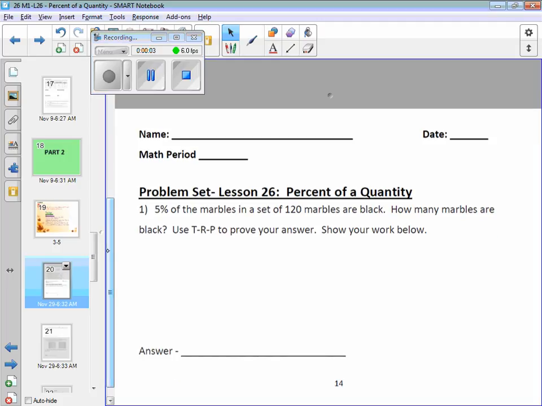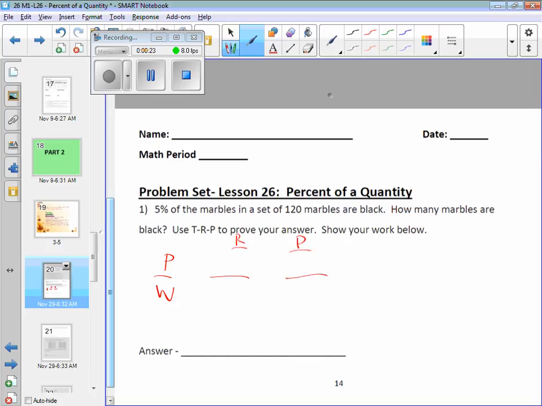Okay. So with any of these, it's always that same model. It's always that same template. It's part over whole as your template. Something over something, which we've got to figure out from the word problem. And then this last column is always your percent, which is going to be something over 100.